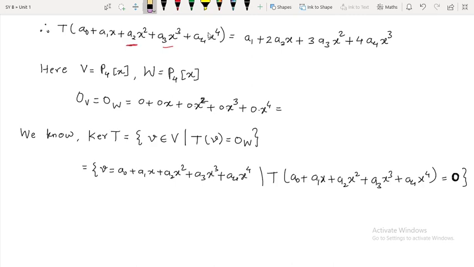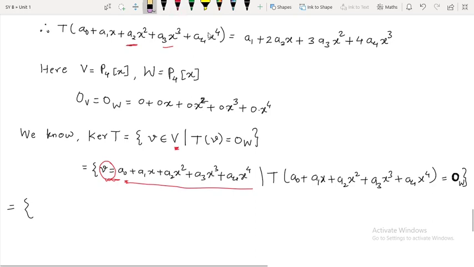Or we can keep it as 0 of W. In the next step I will use that value. So this is equal to the set of all, now you can remove this notation, no need. It is understood now that this is our element of P4 of x. So therefore we have removed this v also.